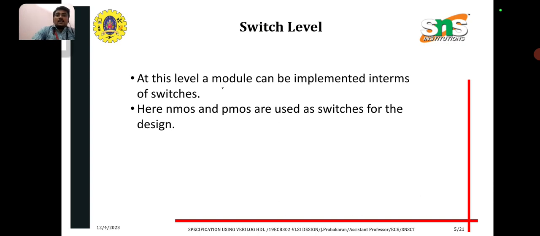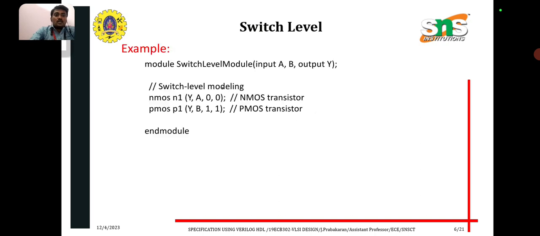It is important to note that switch level modeling is not always the most practical or common approach in digital design. In many cases, engineers use higher level abstractions like register transfer level or behavioral description to model and simulate the behavior of digital circuits. Switch level modeling is typically reserved for situations where fine-grained control over the hardware details is necessary. Let me see some examples of switch level modeling.